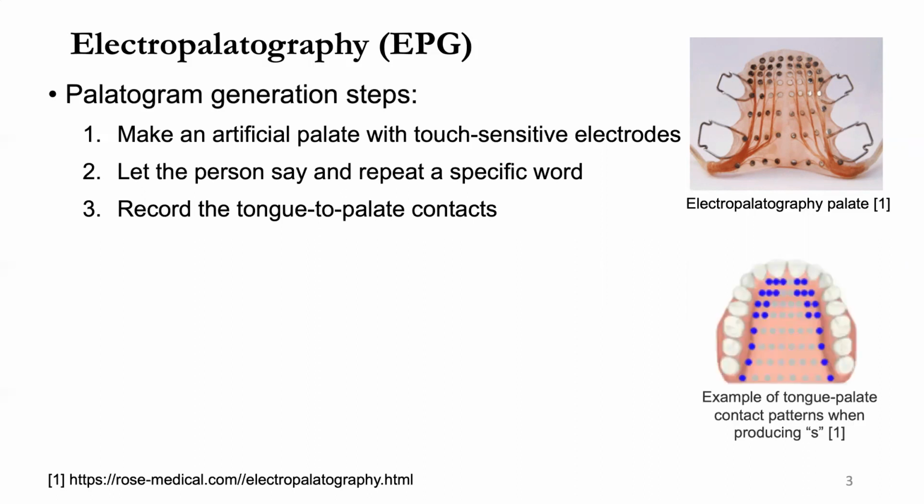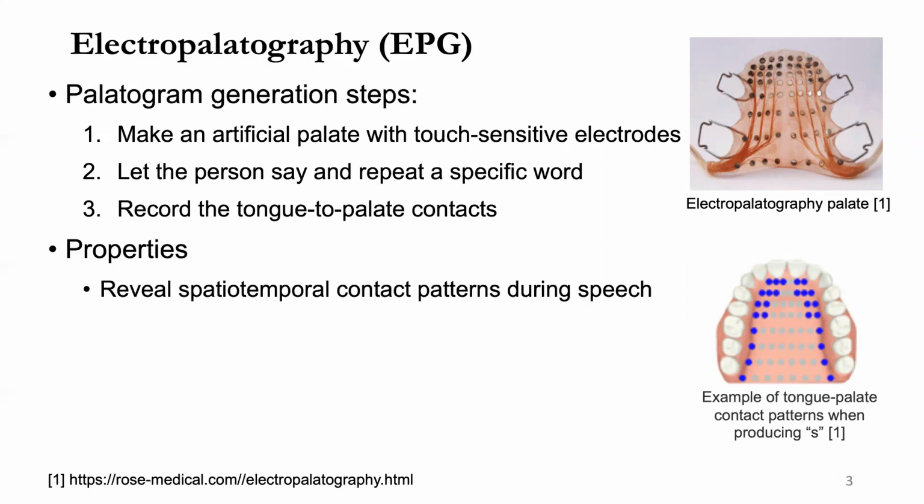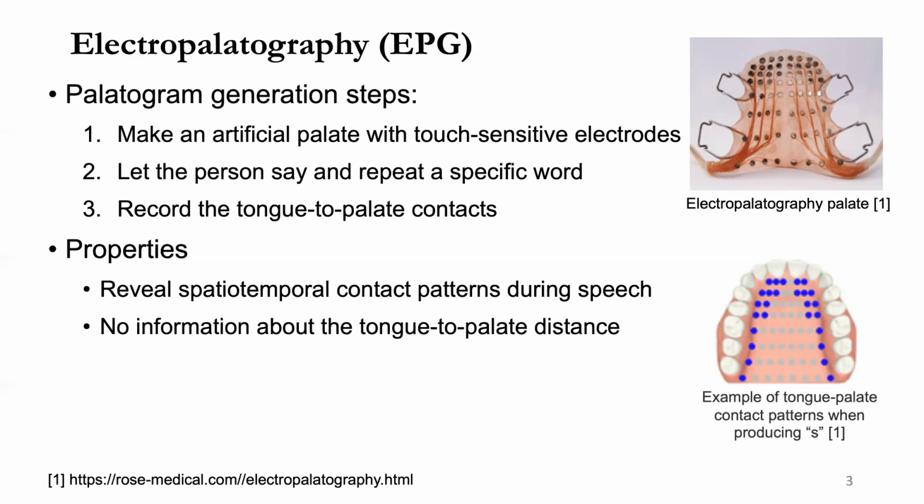Here is an example of the tongue-palate contact pattern observed in normal English-speaking adults. We see that EPG reveals both spatial and temporal contact patterns during speech. However, it only provides tongue-palate contact points as binary signals, but no other information about the tongue-to-palate distance. Besides, the EPG technique requires specific design of the artificial palate for each user and is quite expensive.